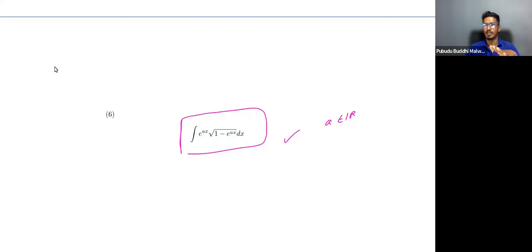Don't need to remember anything. That's not the aim. The aim should be identifying, recognizing these patterns, identifying inner functions. Because then, whenever you have a question, you will be able to identify the correct substitution. Okay, thank you.